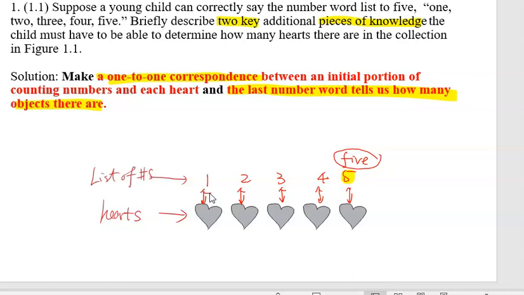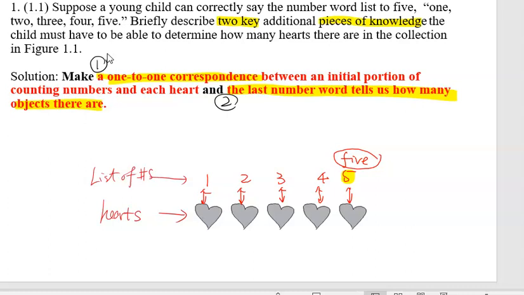And they need to be able to set up a one-to-one correspondence between the list of numbers from 1 and the objects they're counting. That means they cannot skip something, or count something twice. They have to make sure there's a one-to-one correspondence between the numbers and objects. So that's number 1. And there's also another piece of information. Number 2, they also need to know the last number word they say tells us how many objects there are.